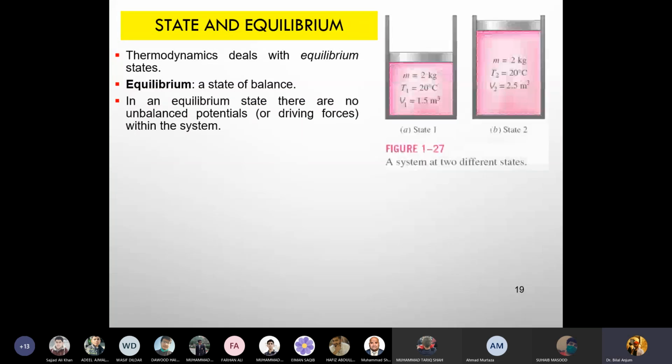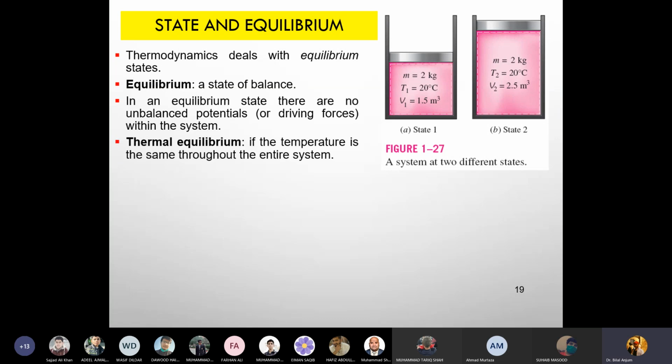And let's say these are two images shown to you, state 1 and state 2. What is the difference between state 1 and state 2? The volume has changed. The rest of the properties are the same, but the volume has changed. Since the volume has changed, my state has changed. All right? But in order to define an equilibrium state or thermodynamic equilibrium, there are 4 equilibrium criteria that must be met before you could say that your state or your system is in equilibrium.